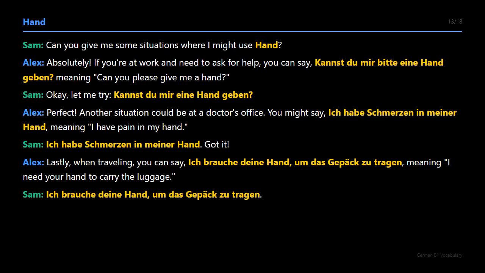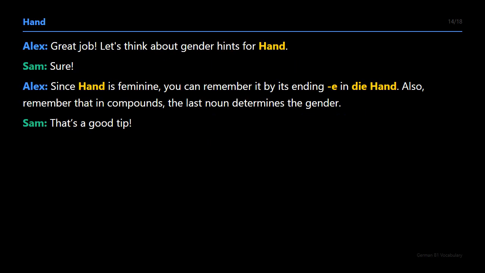Great job. Let's think about gender hints for Hand. Since Hand is feminine, you can remember it by its article, Die Hand. Also, remember that in compounds, the last noun determines the gender.